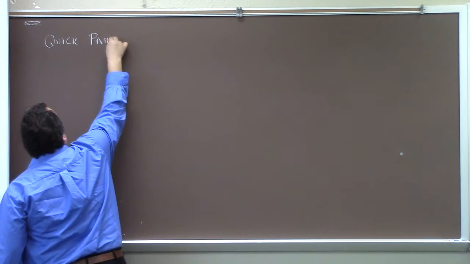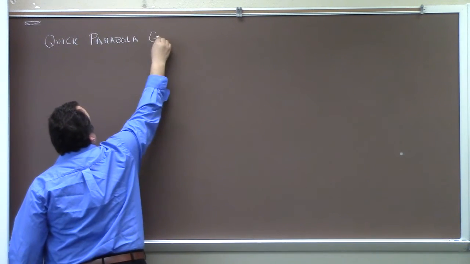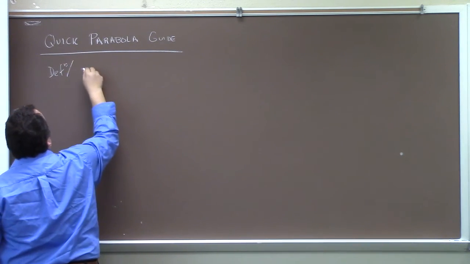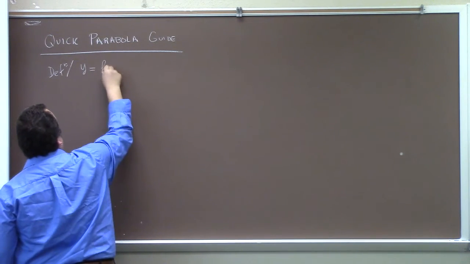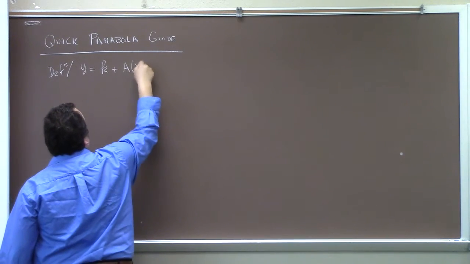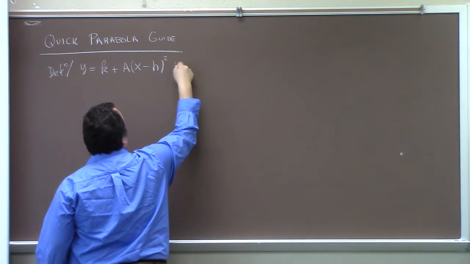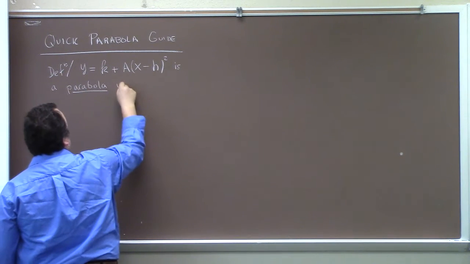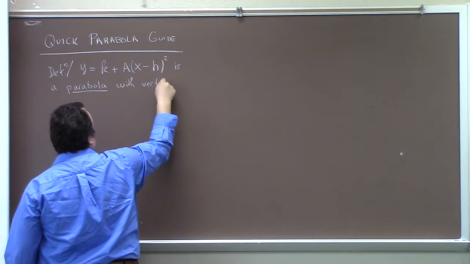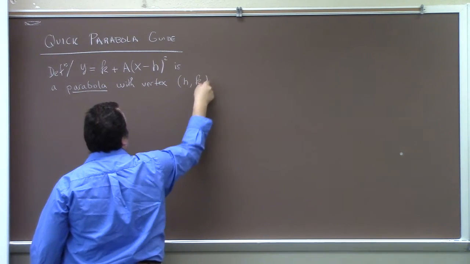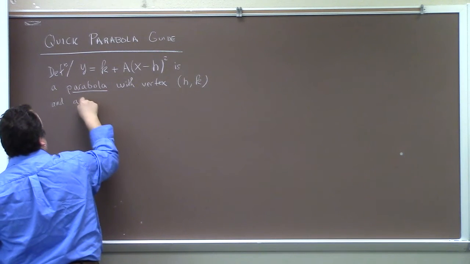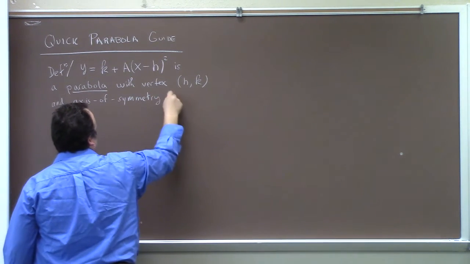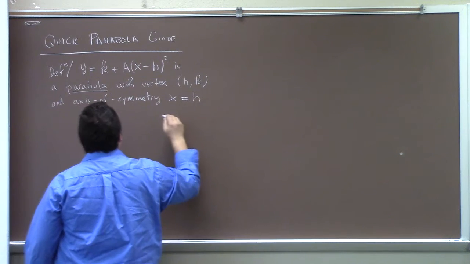parabola guide, if you like. Essentially the definition is: y equals some constant k plus a times (x minus h) squared is a parabola with vertex (h, k) and axis of symmetry x equals h.